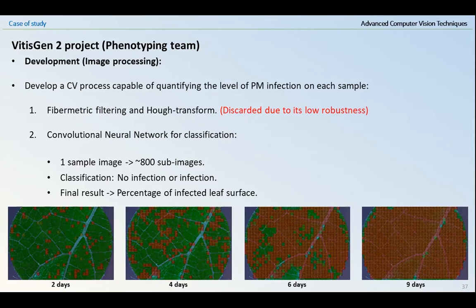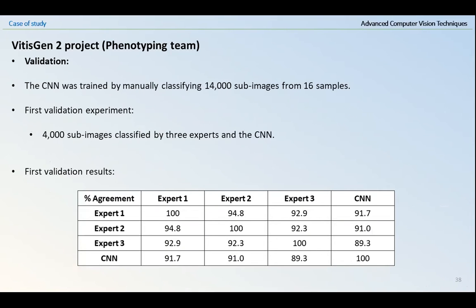You see these 4 images at the bottom are the same sample from 2 days to 9 days after the inoculation day. We can perfectly see the infection growth. The convolutional neural network was first trained by manually classifying around 14,000 sub-images from 19 samples.